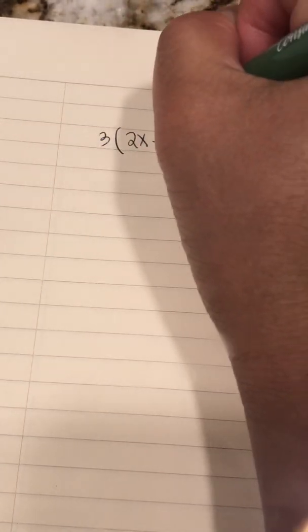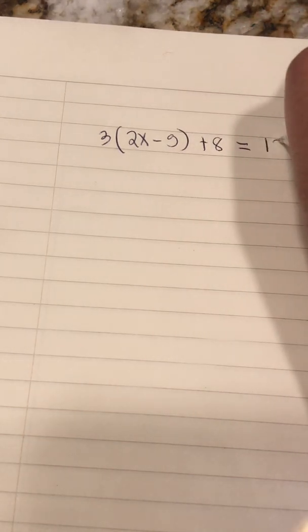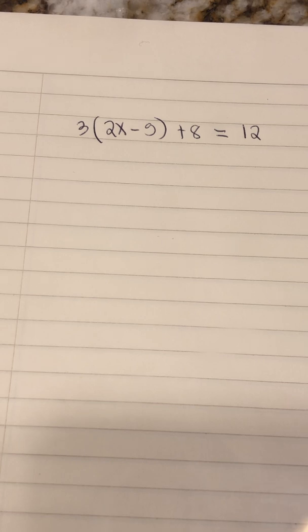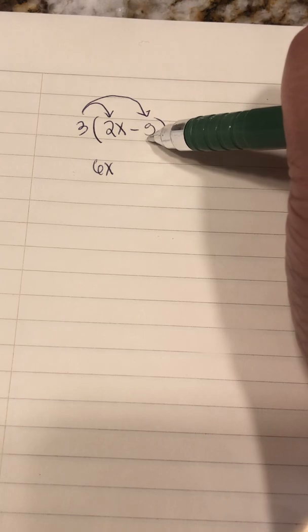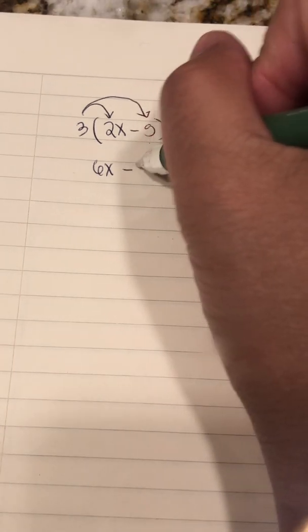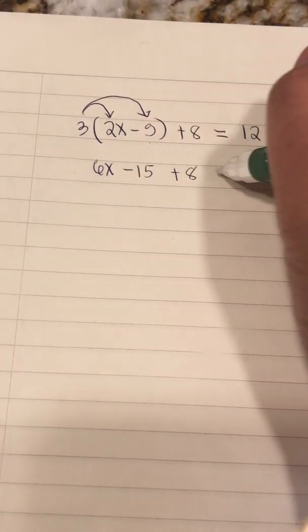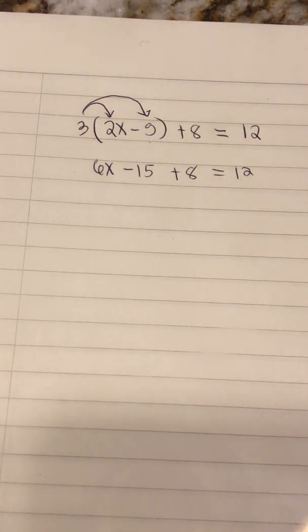All right, so let's see, for example, I have this equation. 3(2x minus 5) plus 8 is equal to 12. Okay, so the very first thing I want you to look at is look for distributive property in your equation. So I have it here. So I'm going to perform my distributive first. So 3 times 2x is 6x. 3 times negative 5 is negative 15. Copy the rest. There you go.